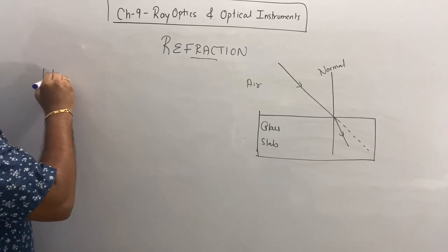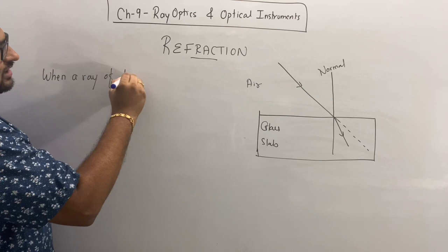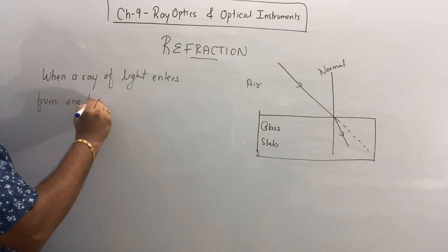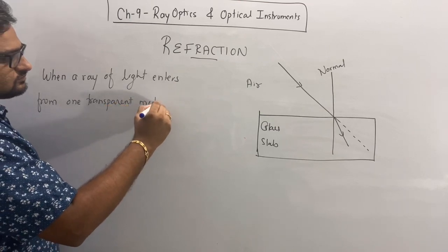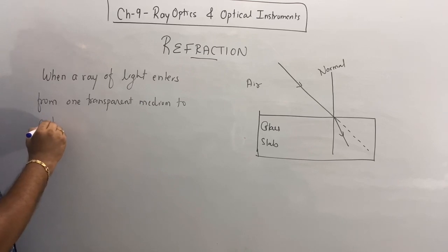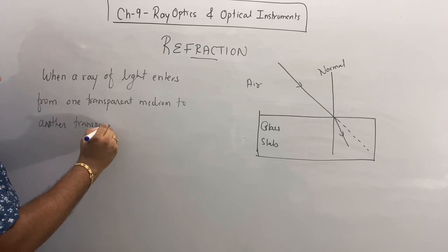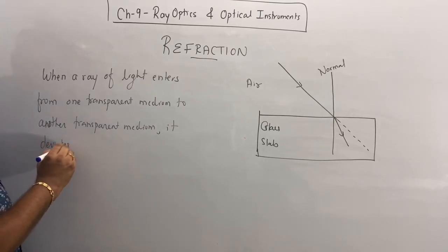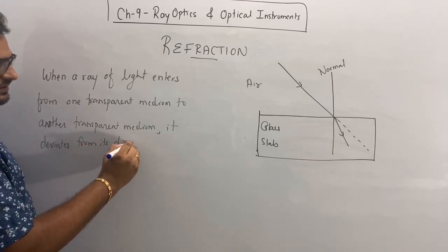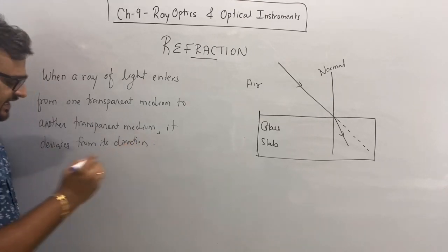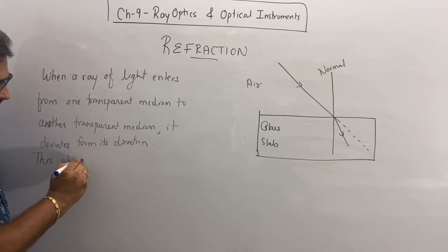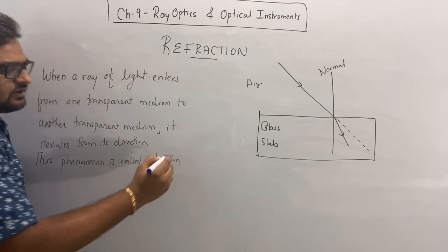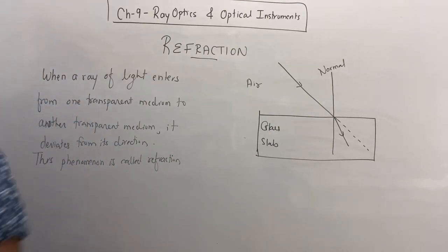I can write it down. When a ray of light enters from one transparent medium to another transparent medium, it deviates from its direction, or it bends from its direction. This phenomenon is called refraction.